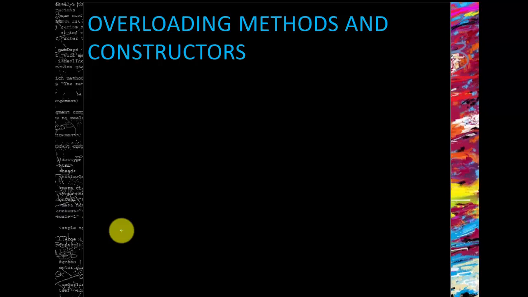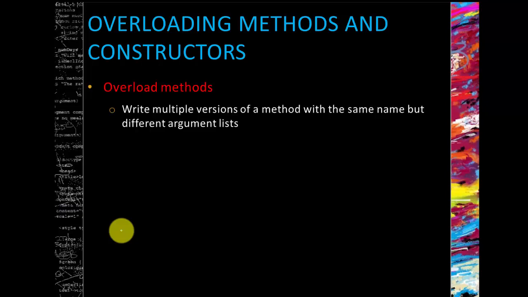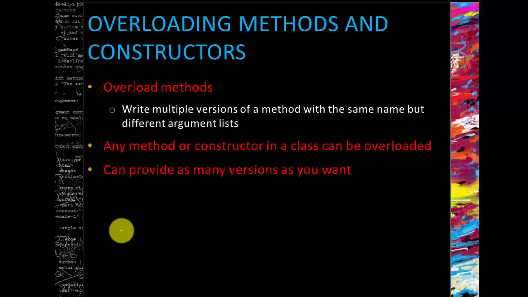So you can provide as many versions as you want to your constructors, whether you have your standard default constructor with nothing within its arguments, but then you can have multiple different non-default constructors that receive various different types of values through their arguments. So let's have a look. What is an overloaded method? You're just writing multiple versions of that method. Any method or constructor in a class can be overloaded, and you can provide as many versions as you want.